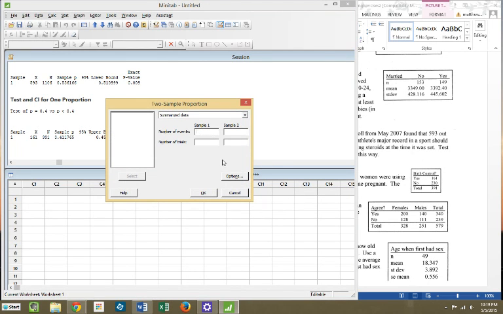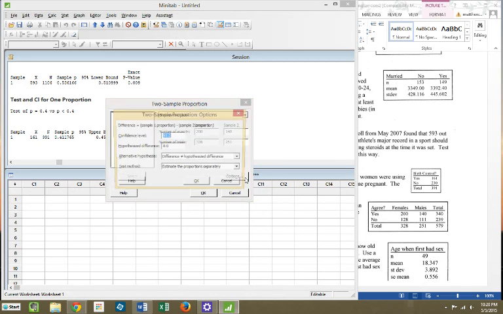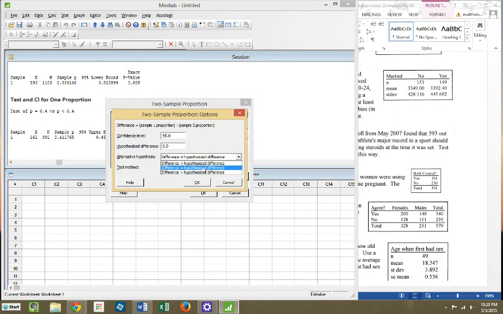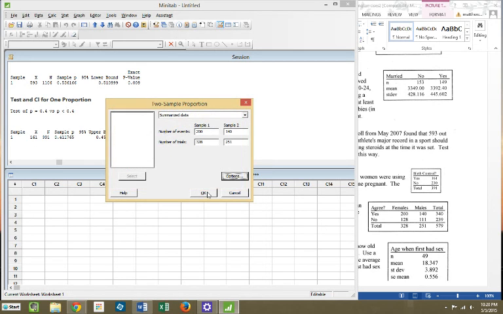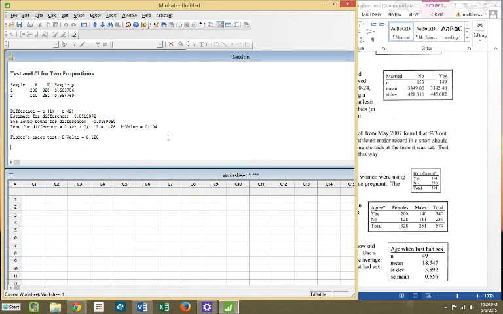Now, females more than, so that's going to be 200 out of 328. And it's going to be 140 out of 251. Options is test one is more than test two. Okay. So we hit OK. And again, our p-value is what we're looking for, 0.10.